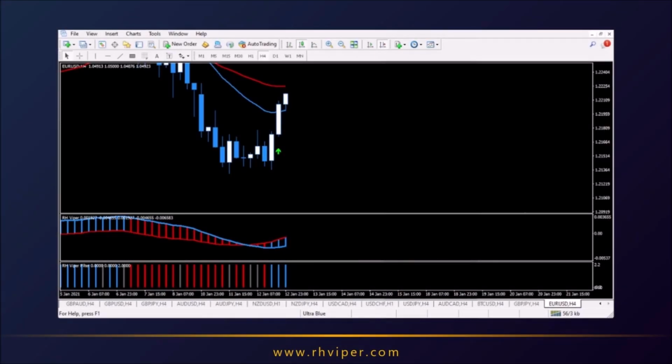So we did get that pullback into that blue moving average. We've got the setup to go short. Now we're looking for a signal to go short. What we need to see is that the trend stays intact, that the trend keeps pointing down, and we're looking for a candle now to close below the blue moving average.